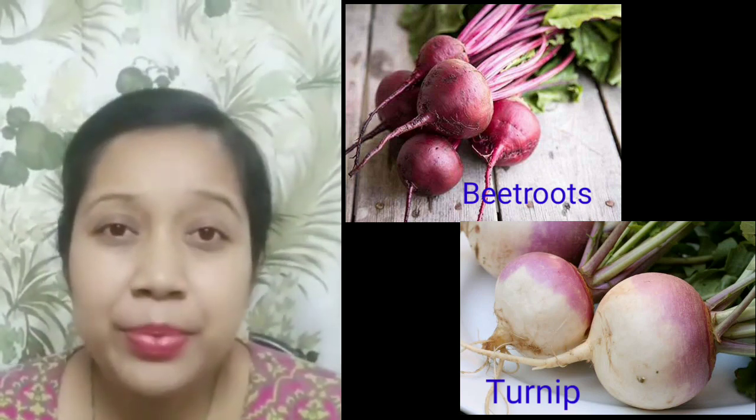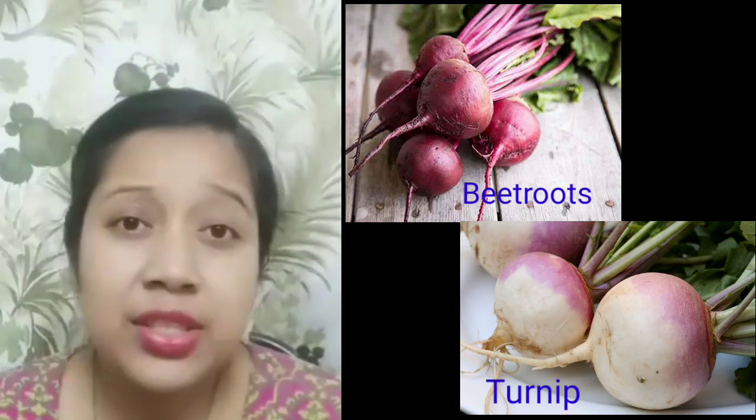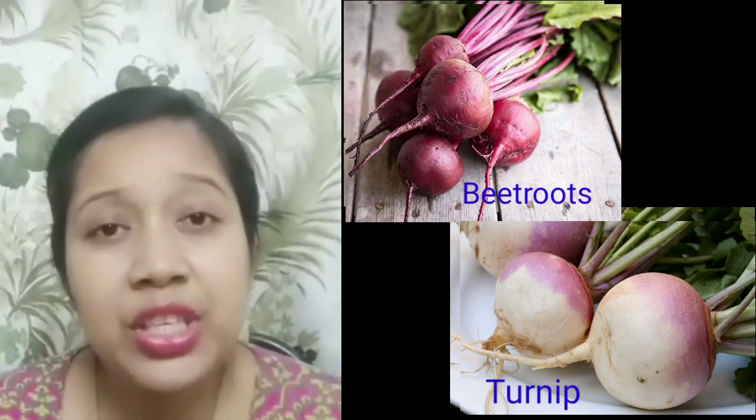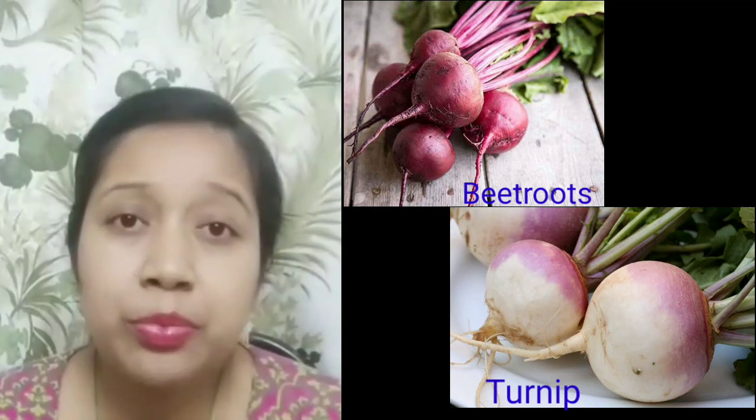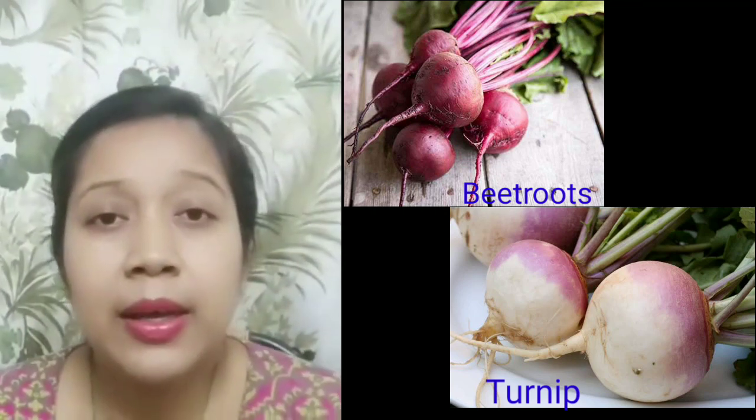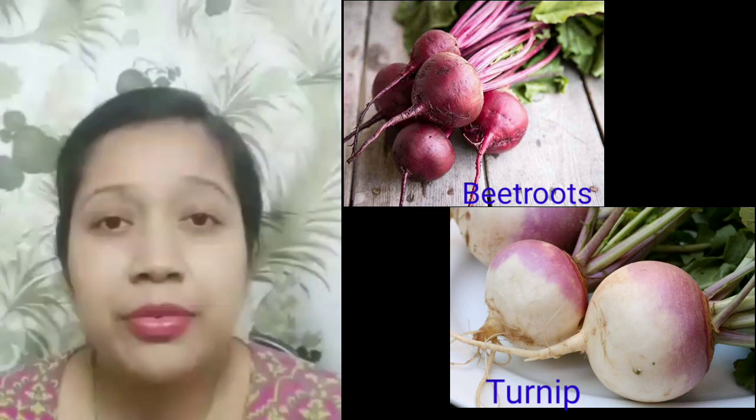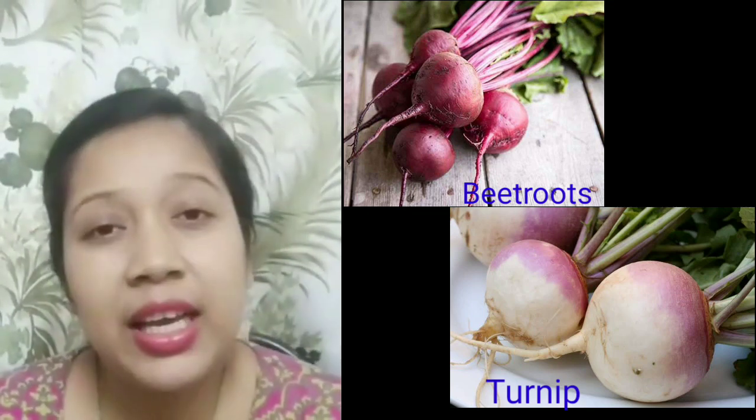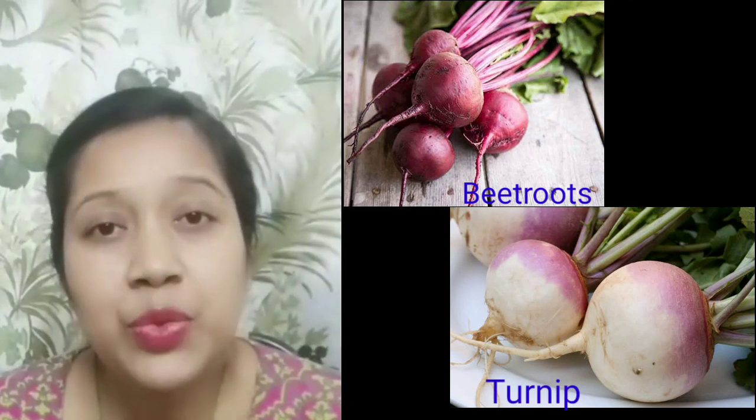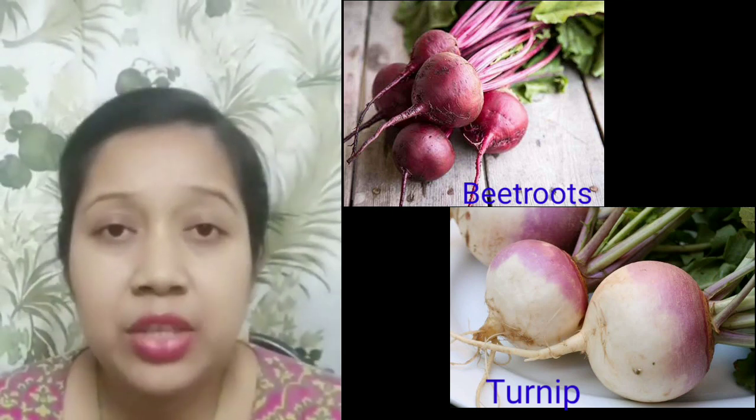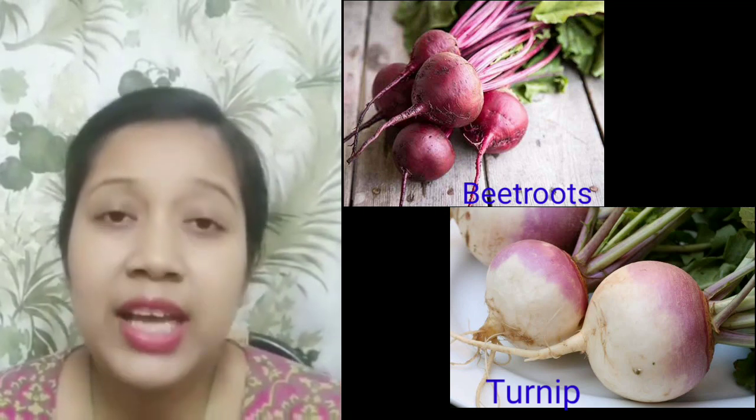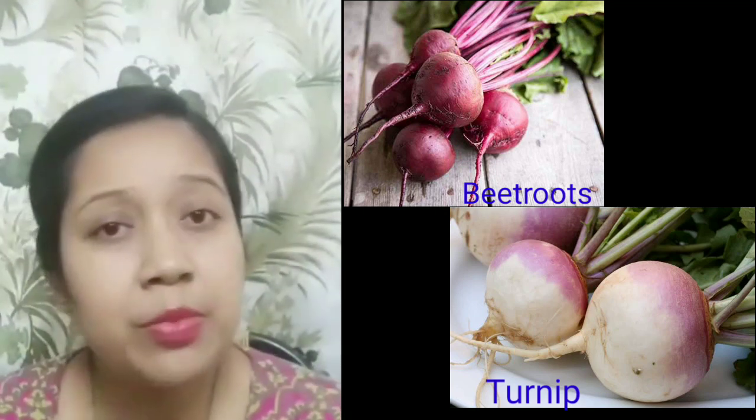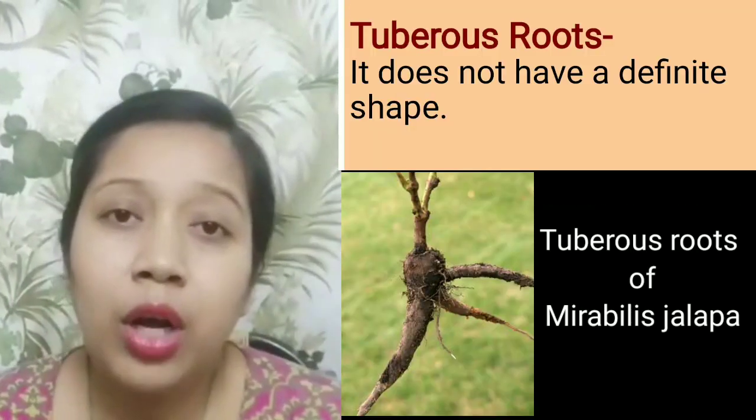So it is very simple to understand this type of modification, as these are the vegetables that we use and consume in our day-to-day life. In this way, let's come to the fourth modification, which is for the storage of food, and this is called the tuberous root.